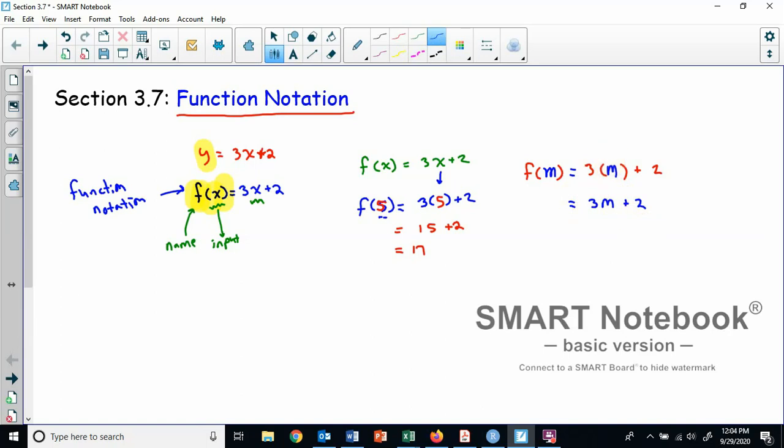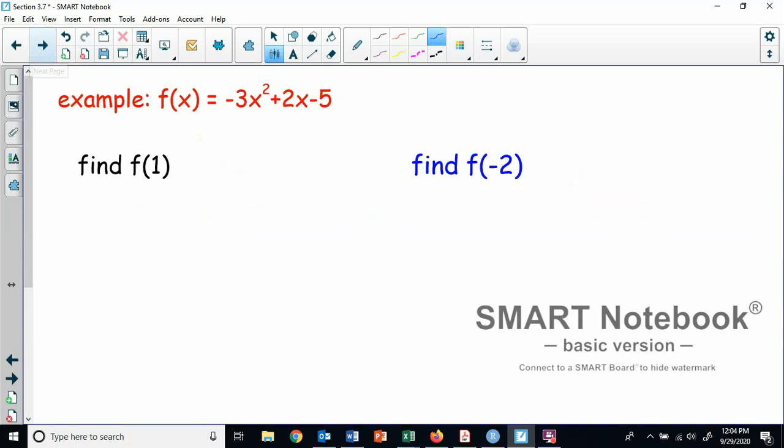Okay? So what you're going to be asked to do on the test are a few simple things like this, like plugging in a 5 or plugging in a letter. But we can also ask you to plug in with a little bit larger functions like this one right here that I've defined for you. f of x is equal to negative 3x squared plus 2x minus 5. And so then I can ask you to find certain things. So let's look at the first one, where we're going to take f and plug in a 1. So let's see.